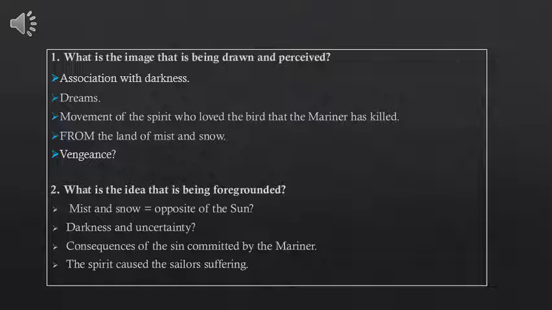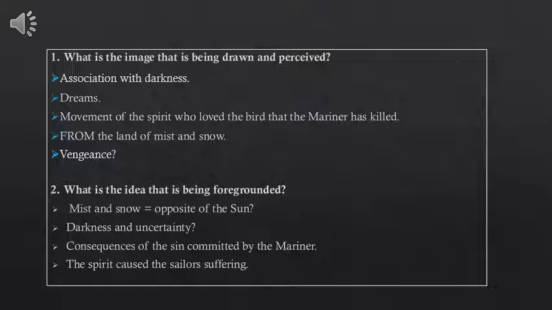And then there's also this movement of the spirit who loved the bird that the mariner has killed. So why is the spirit there? Is he for vengeance? Is he for retribution? All right, and then he came from the land of mist and snow. So a lot of these elements are being illustrated in almost a deathly, hollow tone. So what is the idea that is being foregrounded here? Mist and snow, of course, are the opposite of the sun, as we can see in the stanzas. Light, brightness are no longer there. So now it's just darkness.